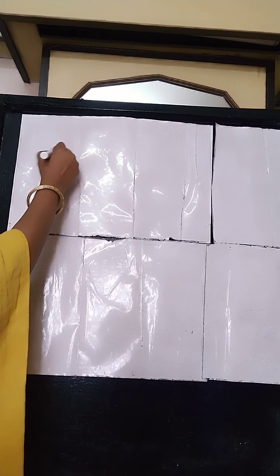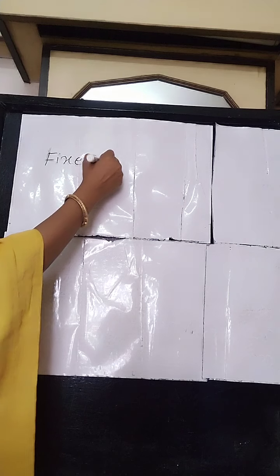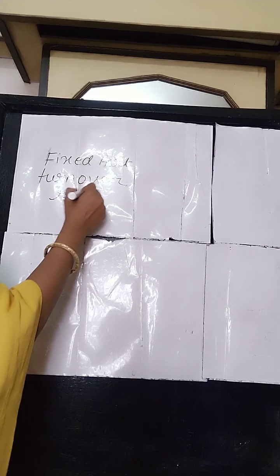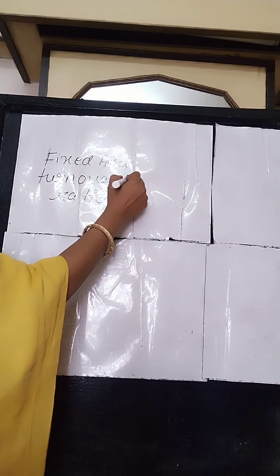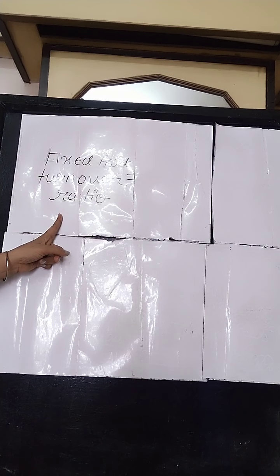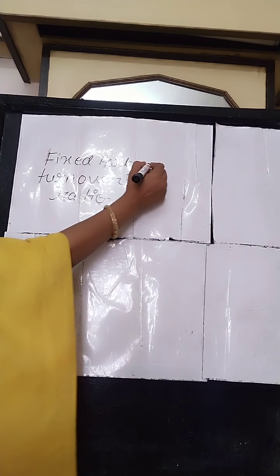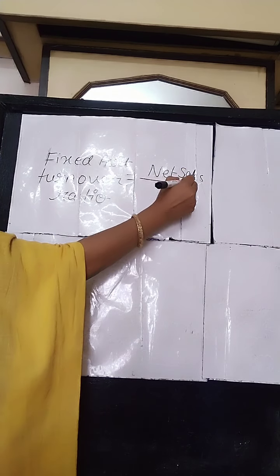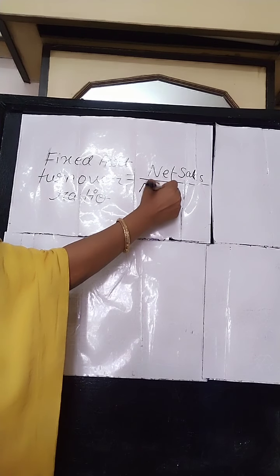Fixed asset turnover ratio. Now, what is the formula of fixed asset turnover ratio? The formula of fixed asset turnover ratio is net sales divided by net fixed assets. Remember, it is net sales divided by net fixed assets.